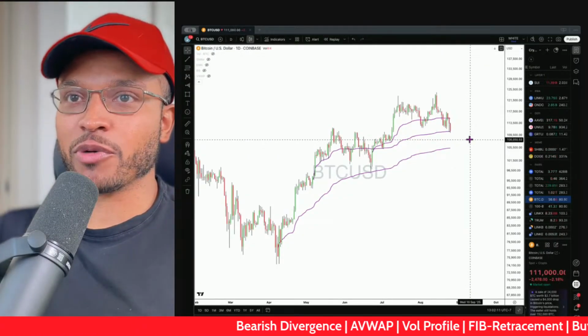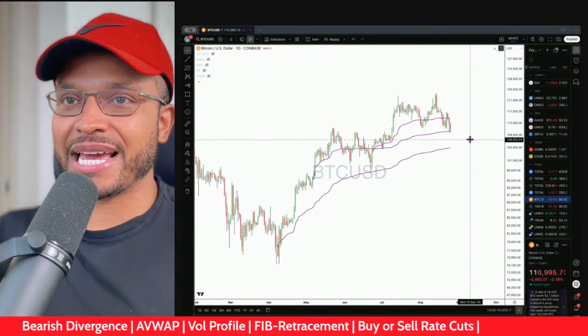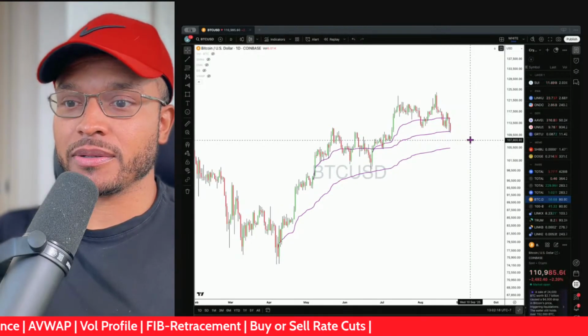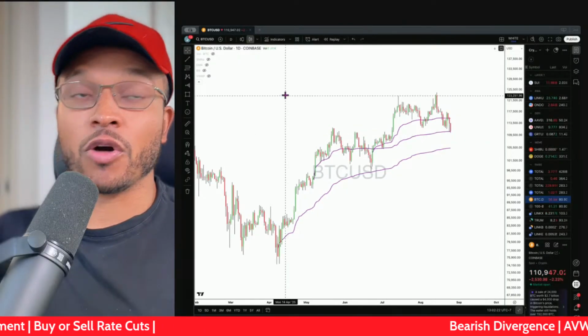And Ethereum, we're going to say 4,200. And then Chainlink, I'm going to say 19.20. Those are my levels, and we still have Fib retracement.